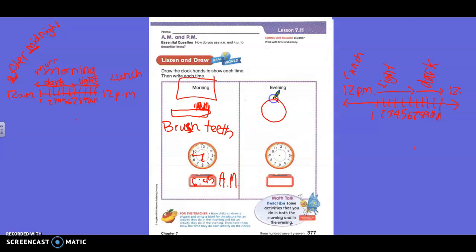So make a plate and a fork and a spoon. Hey, don't make fun of Mrs. Ackerman's drawing. So about what time do you guys eat supper? I'm gonna write eat supper.